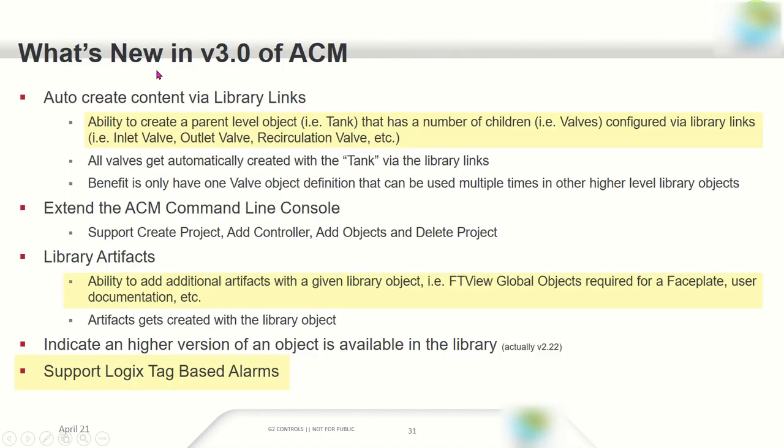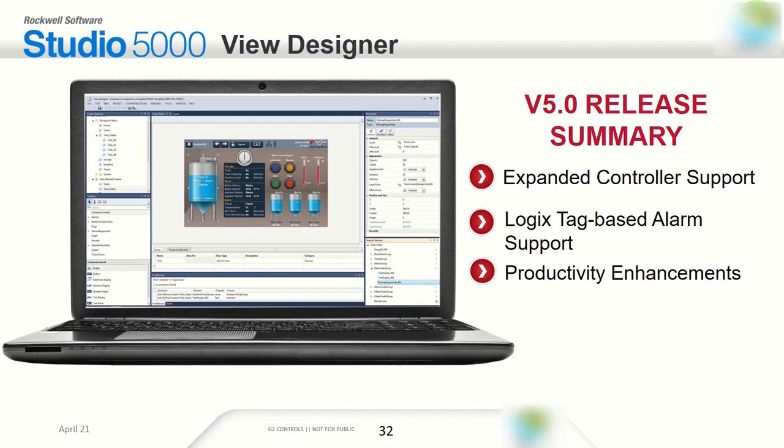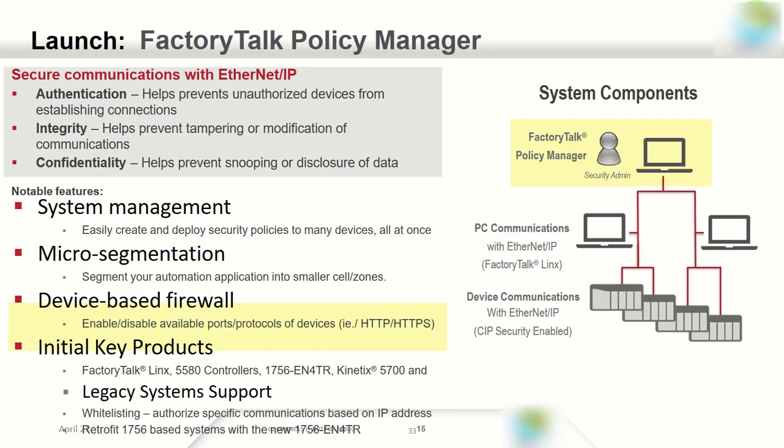Then what's new in 3.0 in SCM? We are not going to use this one also for our training. Then View Designer: Studio 5000 View Designer is the new software to develop the HMI. In this training we are not going to use this one also. Then launch FactoryTalk Policy Manager. This is also not something we are going to use.